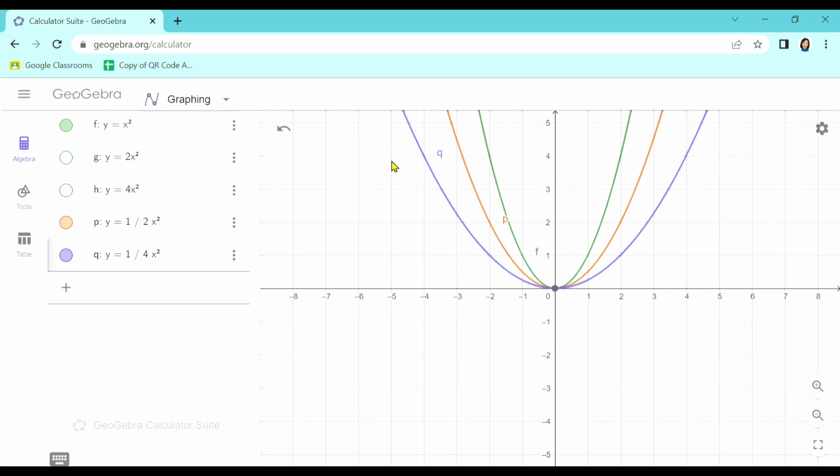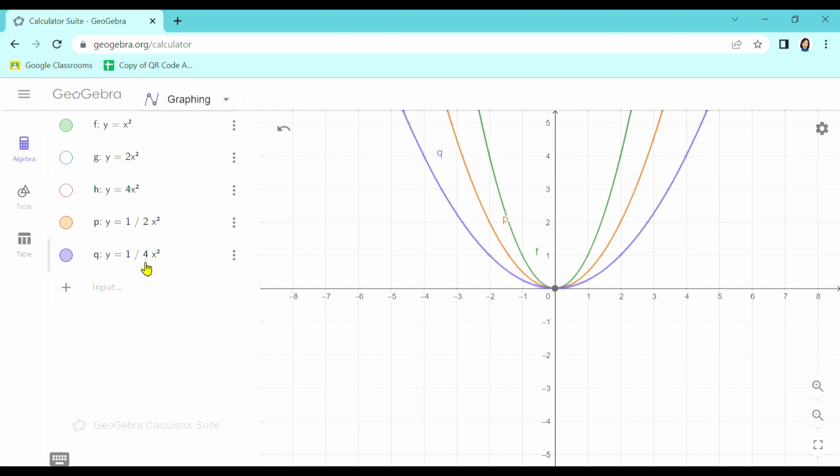So you will notice that the parabola again becomes wider. Again, the green graph is our mother function. And when we multiply our mother function with an a less than 1 but greater than 0, such as 1/2, the parabola becomes wider. When we create another function, 1/4, the parabola becomes even wider.